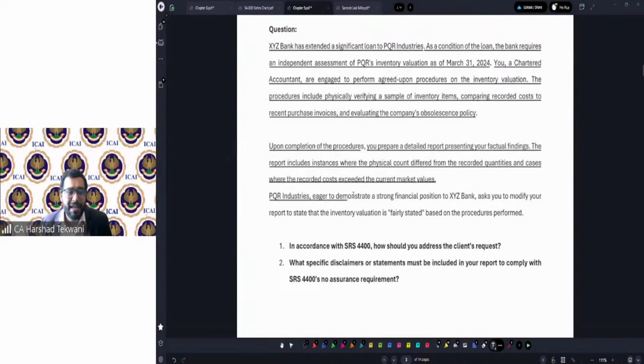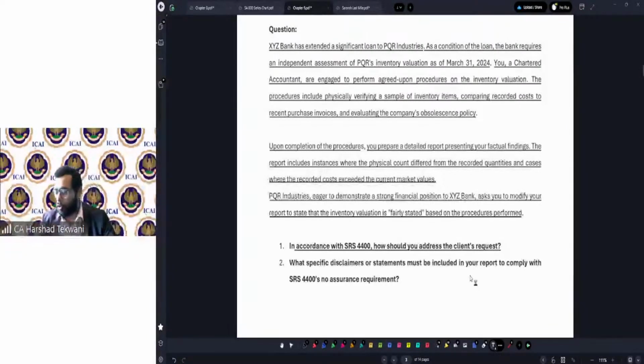PQR Industries, eager to demonstrate a strong financial position to XYZ Bank, asks you to modify your report to state that the inventory valuation is fairly stated based on the procedures performed. How should you address the client's request in this scenario? The client is asking to add just one word, that is, fairly stated.